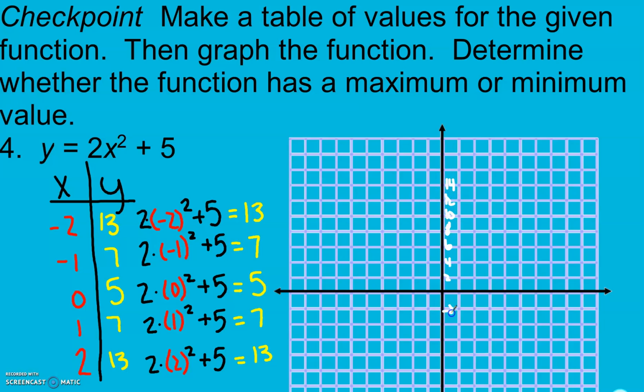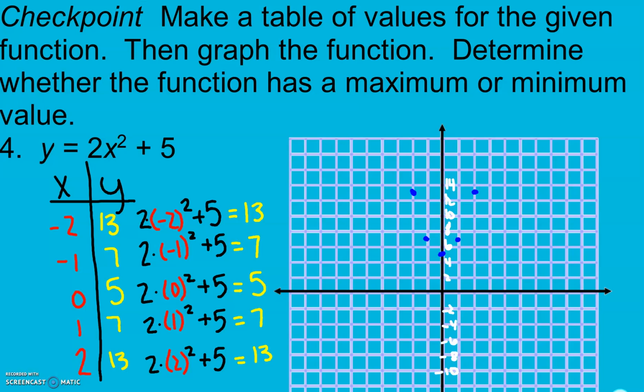And again, that changes it going down as well. We don't need any of the negatives, but it changes that entire axis. So at -2, I'm at 13. -1, I'm at 7. 0, I'm at 5. 1, I'm at 7. And 2, I'm at 13.